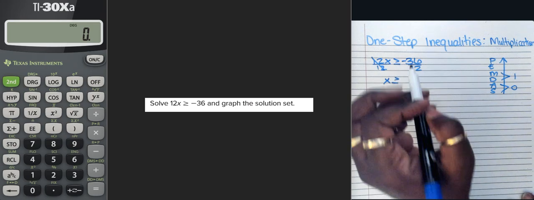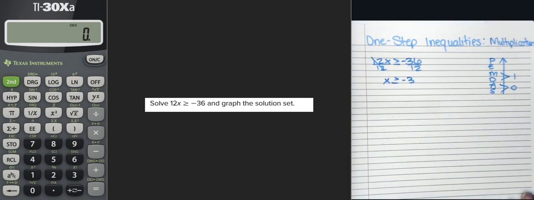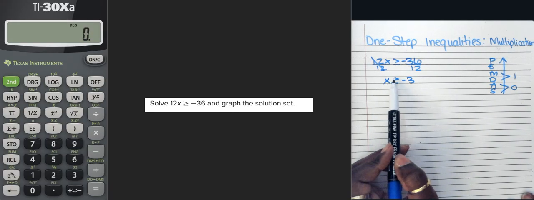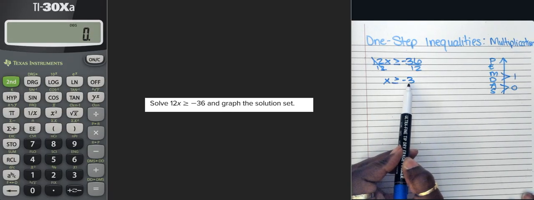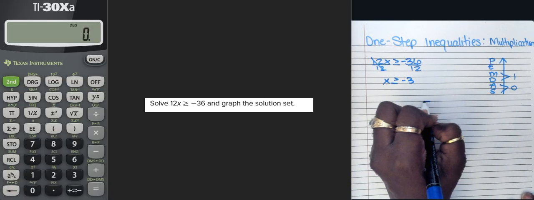So 36 divided by 12 is 3. I have a negative and a positive, which means that this is going to be a negative. So the values of x have to be greater than or equal to negative 3 in order to make this a true statement. So let's put our number line here.